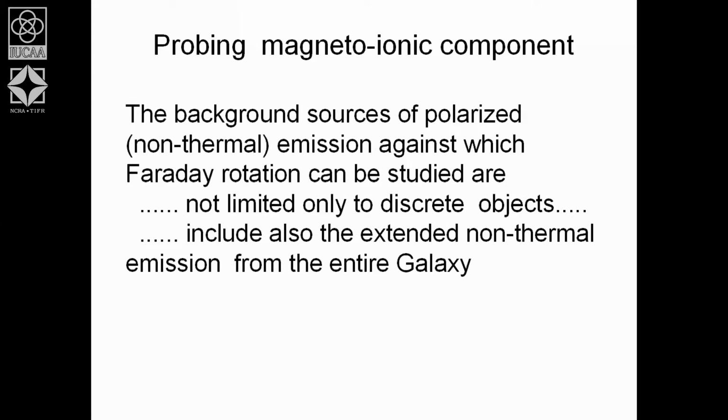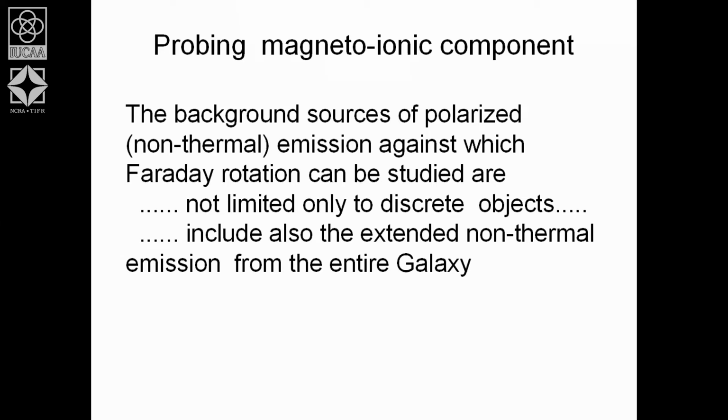So I think last time where we stopped was where we were just beginning to say to ourselves that the magneto-ionic component in its entirety can be probed within our galaxy or anything in front of us, where we can imagine a background source of polarized emission in front of which there is a Faraday rotating medium. And we have, of course, been routinely using this where there is a discrete object located at some distance from us, and it's giving out polarized emission.